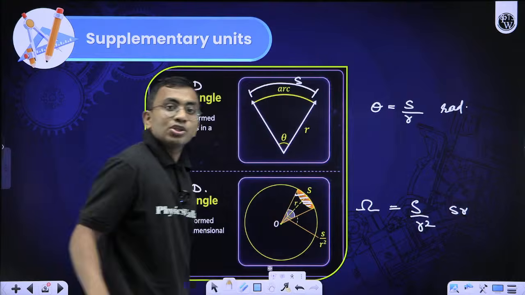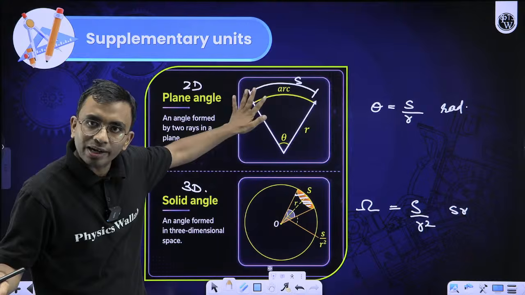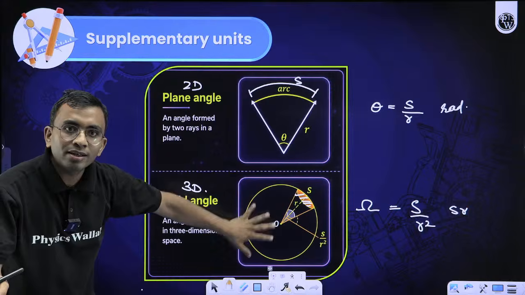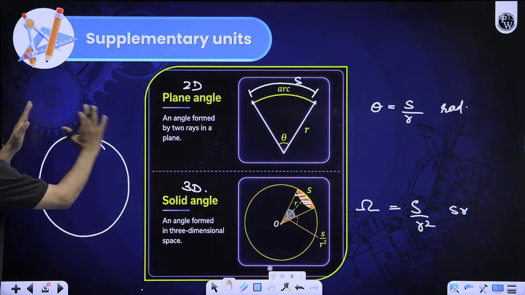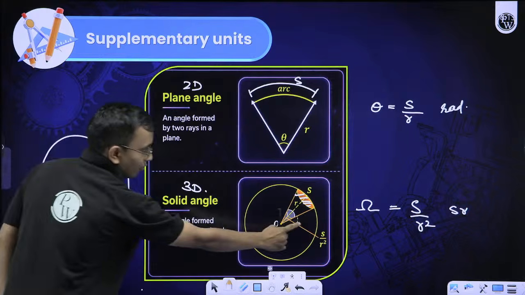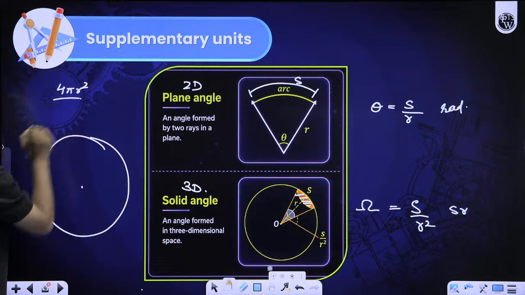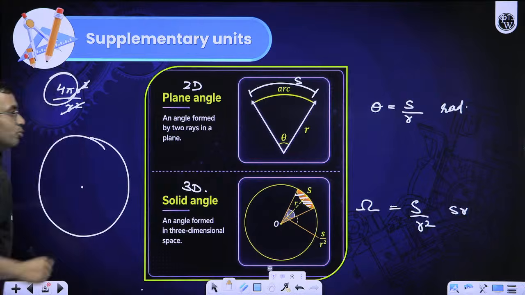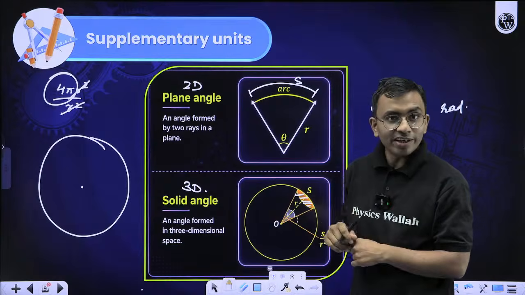Now if you ask, sir, what is the total solid angle? Like for planar angle, how much was the total planar angle? 2 pi, one complete rotation. Similarly, how much is the total solid angle? You can consider a sphere like this. How much total solid angle is it making at the center? What will be the area? Total surface area of the sphere, that is 4 pi R square, divided by the radius squared, R square. So the total solid angle is coming out to be 4 pi. A hemisphere will subtend 2 pi solid angle at the center.